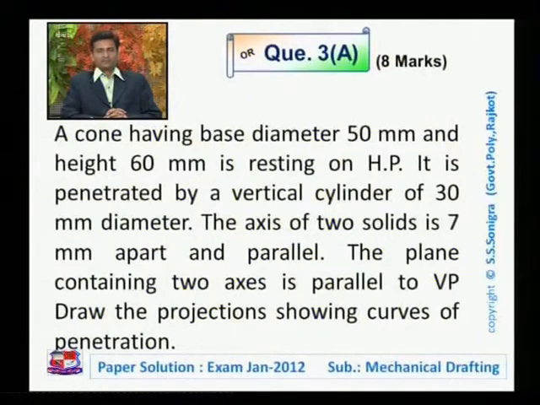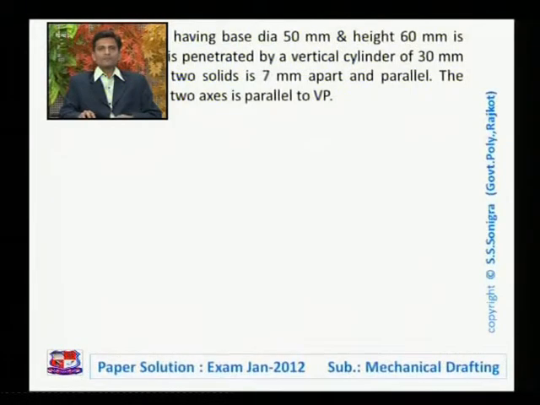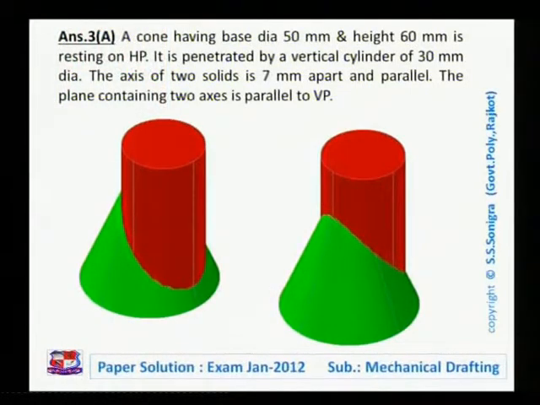be a rectangle, and the distance between the axes of both the solids is 7 mm, given to us, and both axes are parallel to each other. So here it would be needed to draw the side view as well. So let me draw. This is an isometric view of the given problem.